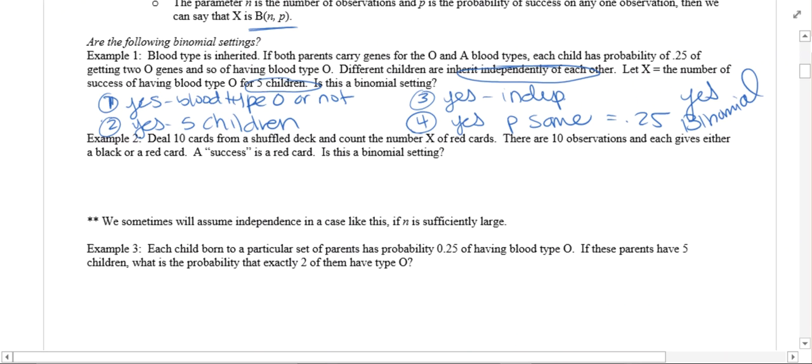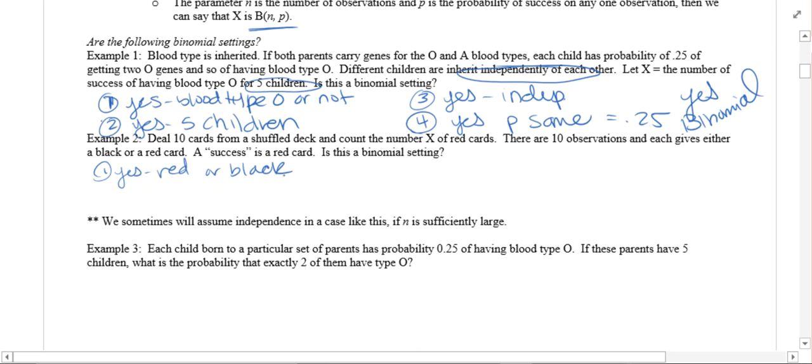All right, number 2, deal 10 cards from a shuffled deck and count the number of red cards. There are 10 observations and each gives either a black or red card. A success is considered a red card. Is this a binomial setting? Okay, so let's look at, does each observation fall into just one of two categories? We have that, yes. It's either a red, which is our success, or black. Okay, so we've got that.